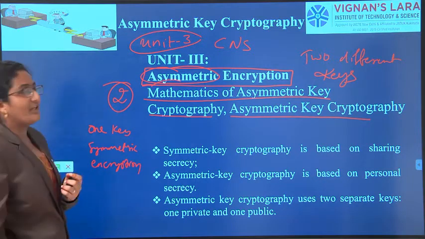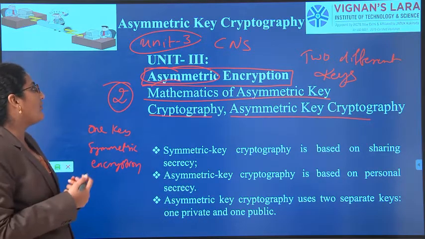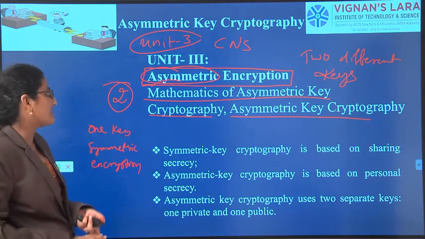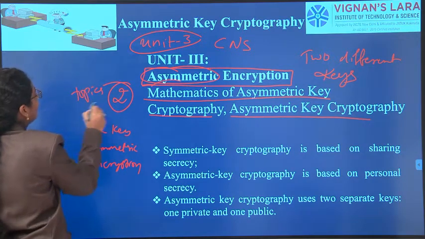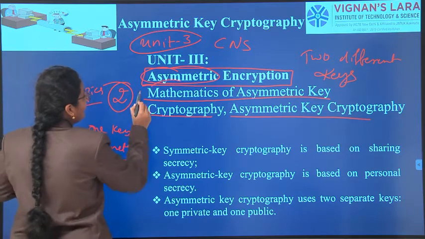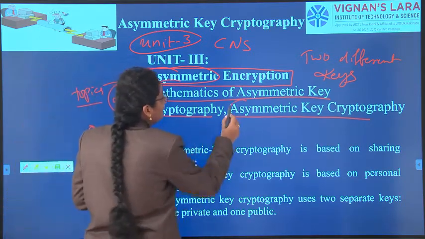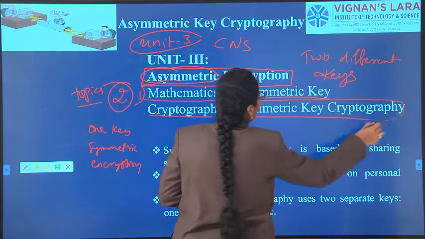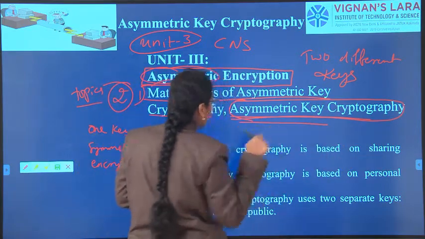So we have to start unit 3 in CNS. The name of unit 3 is asymmetric encryption. What is the meaning of asymmetric? Using two different keys. How many topics do we have in this unit? We have two topics. First one is mathematics of asymmetric key cryptography, that we will discuss later. And the second topic is asymmetric key cryptography. This we are going to discuss today.